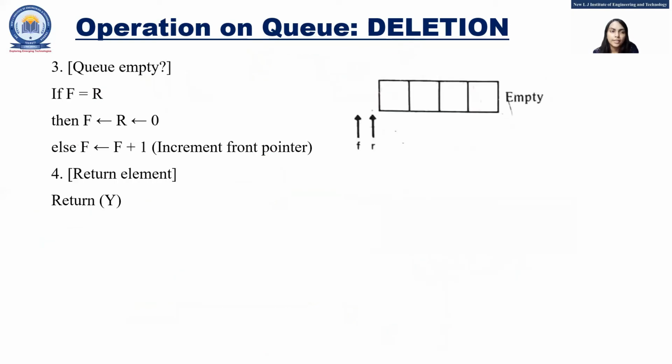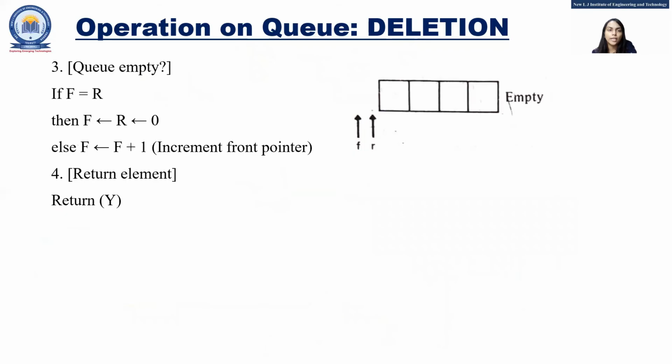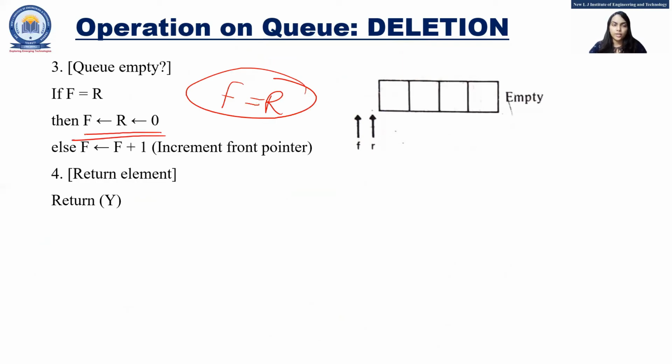Now, after deleting, students, we need to check whether, after inserting some values and deleting some values, the queue got empty or not. If the front and rear pointers at any time become equal, that means the queue is empty. So we have to again shift F and R to 0. But if the queue is not empty, we have to keep on deleting. So the front pointer can be incremented.